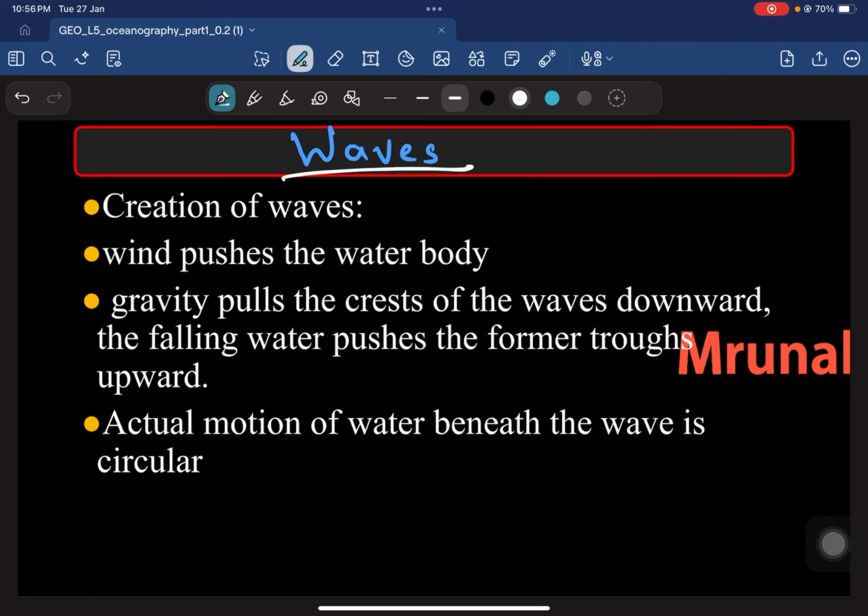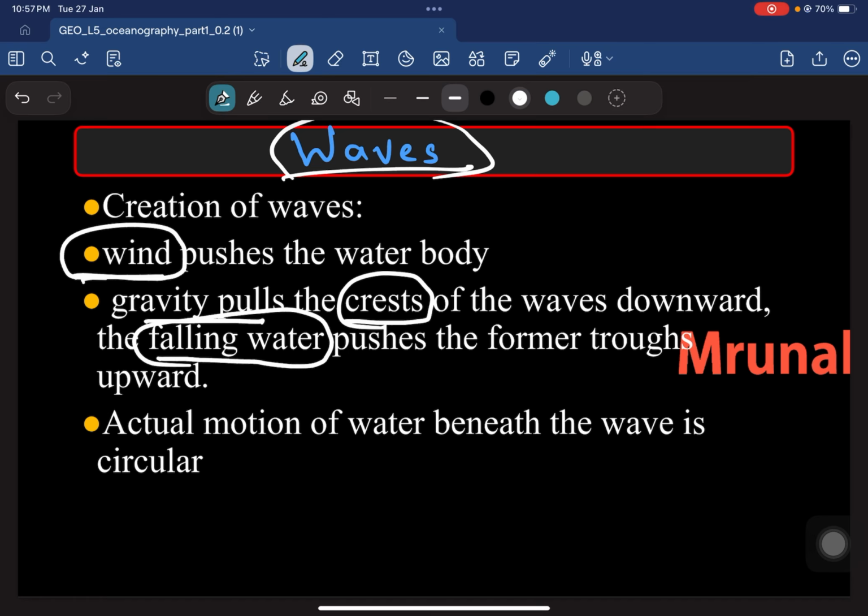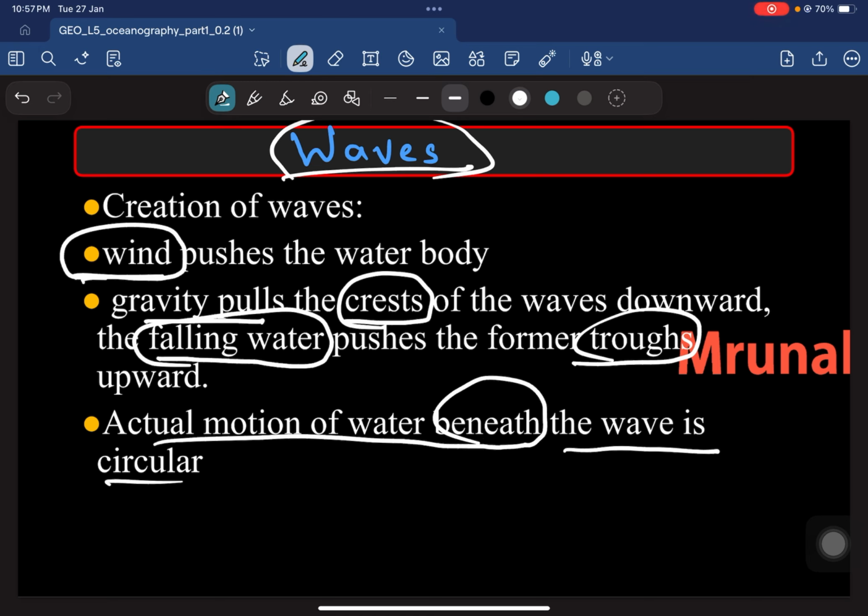Waves. Creation of waves. Waves are created primarily because of winds. Wind is a horizontal movement of air. Horizontal movement of air is called wind. Because of this wind, waves are formed in the ocean. Next, gravitational pull. Gravitation pulls the ocean water and it will create crests. Next, falling water will create troughs.